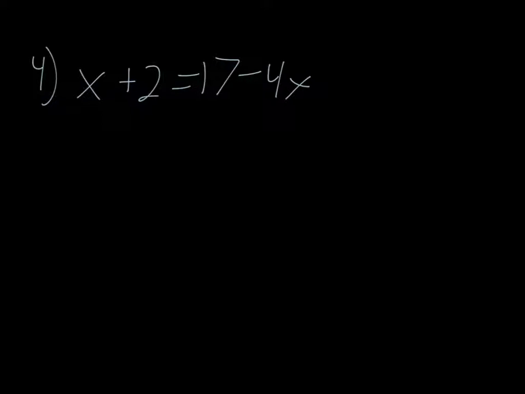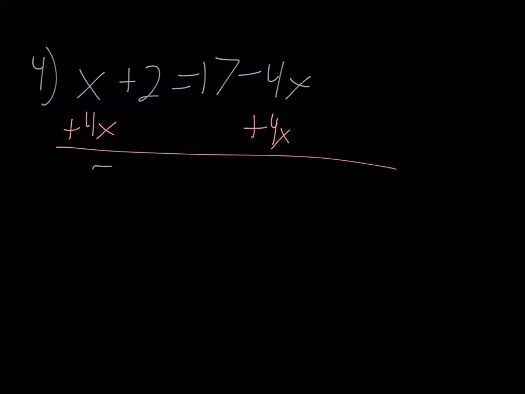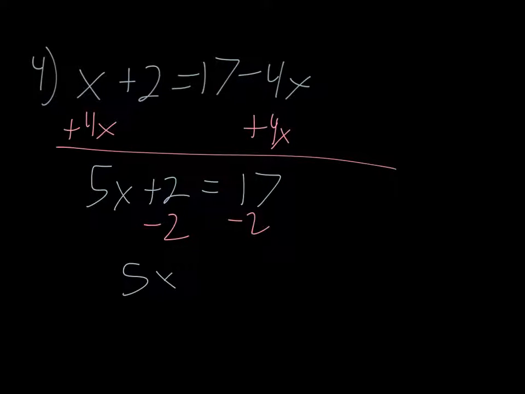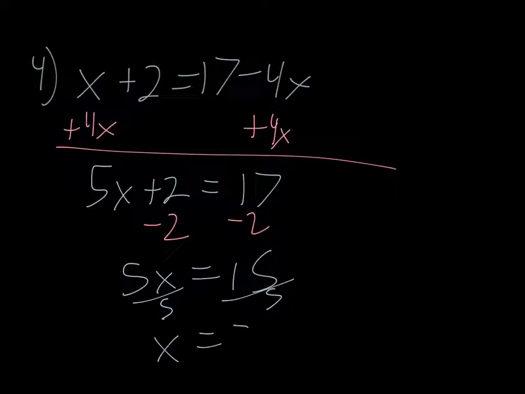All right, this one, we have variables on both sides. I'm going to choose to add 4x to both sides. That gives me 5x plus 2 equals 17, minus 2 on both sides, and that gives me 5x equals 15. Divide by 5, and we get x equals 3.